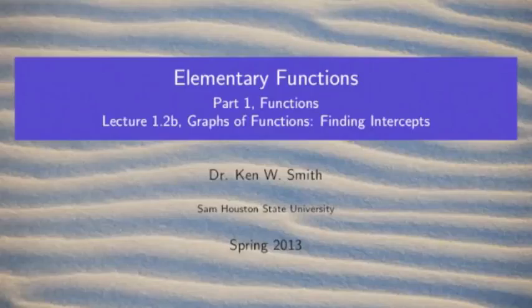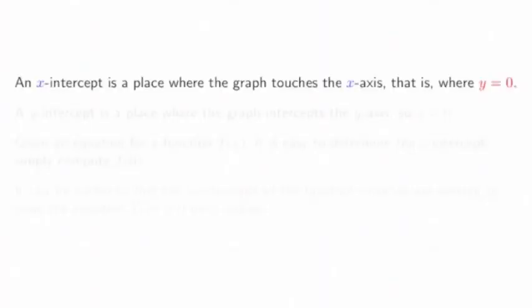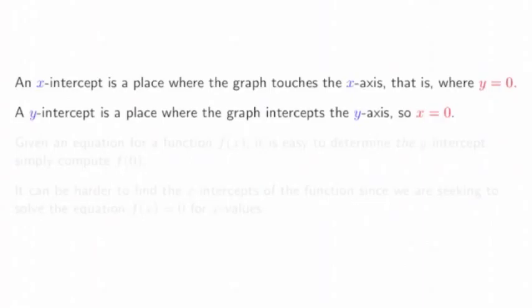In this lecture, we look at graphs of functions focusing on finding intercepts. An x-intercept is a place where the graph touches the x-axis, that is, where y is equal to 0. A y-intercept is a place where the graph of our function intercepts the y-axis, so x is 0.